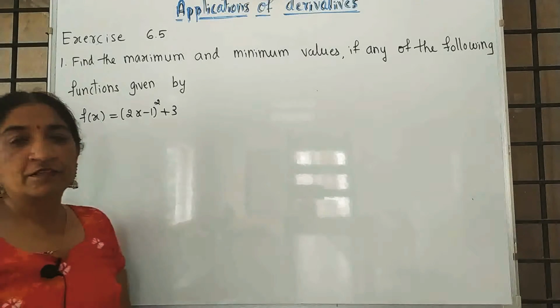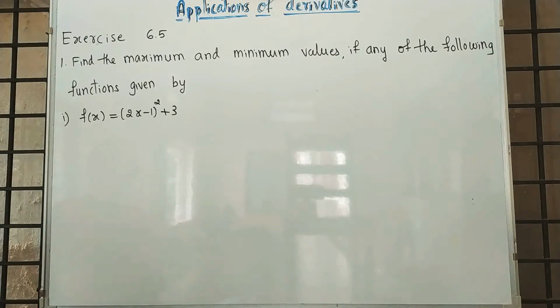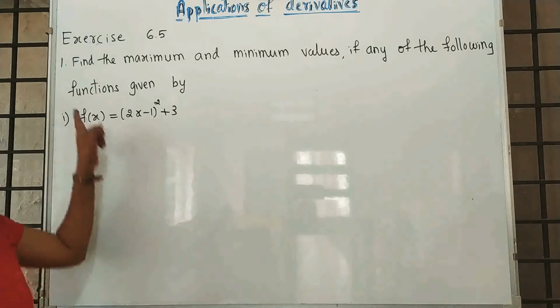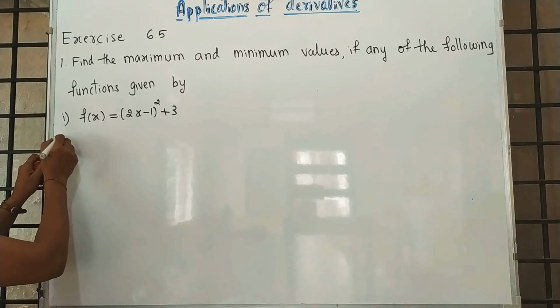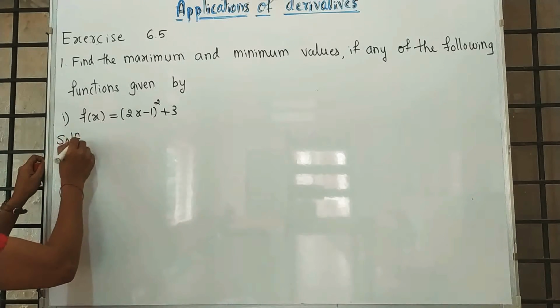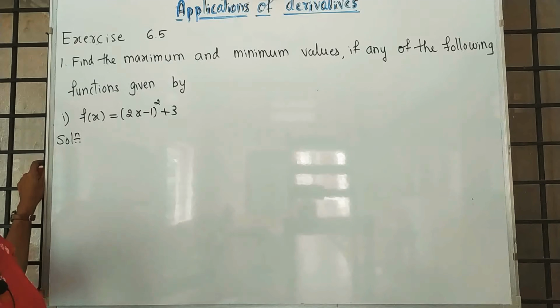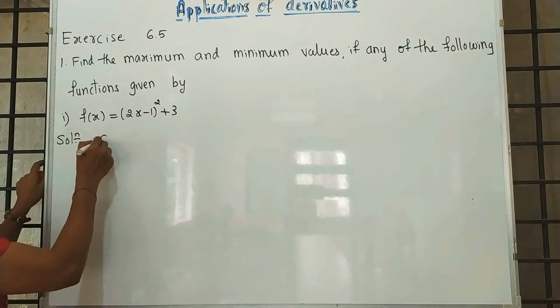Moving towards exercise 6.5. See the first question. Find the maximum and minimum values, if any, of the following functions given by. So I will explain the concept slowly. Again I am repeating that. f of x is given. What is the first step? We have to find the first derivative.